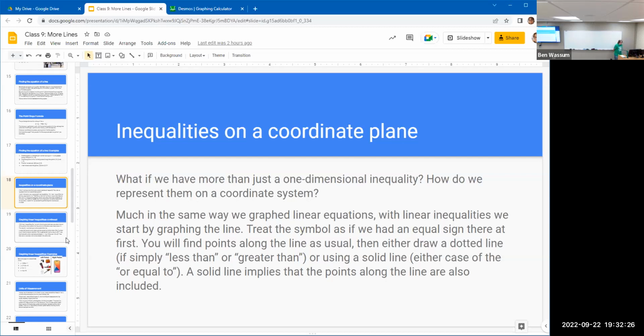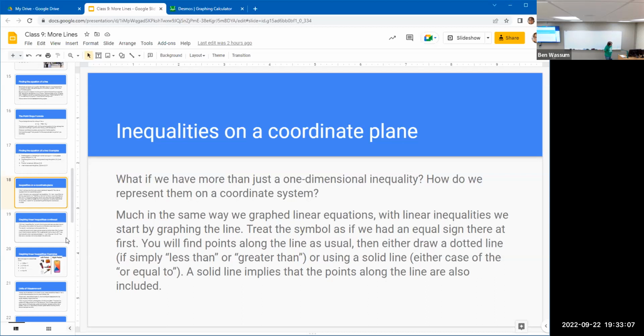So with linear inequalities, you start them up exactly the same way we do the equations, right? We start off by just graphing the line. Treat the symbol as if we had an equal sign there at first. You'll find points along the line as usual. Then you either draw a dotted line or a solid line. Now the dotted line is for if it doesn't include that line. Now remember, doesn't include gives us the idea that it's either a greater than or a less than.